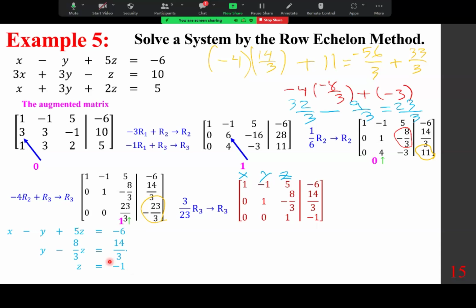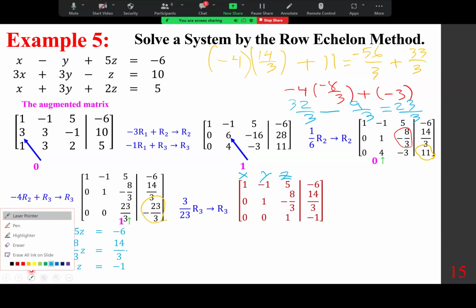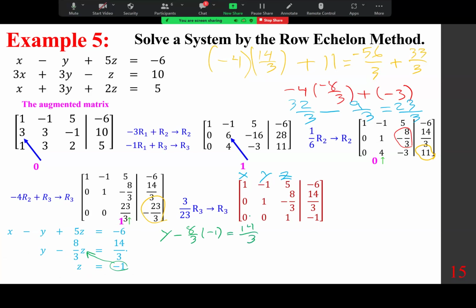Back substitution means you are going to plug in to find the y. I'm going to show you one of them, and I'm going to leave the third one for you. So if I put the -1 into this, I get y minus 8/3 times -1 is 14/3. And y is 14/3 minus 8/3, because this is plus 8/3, and that gives us 6/3, and that gives us 2.